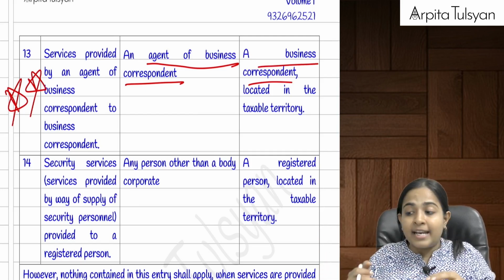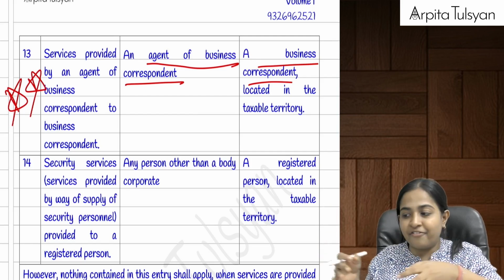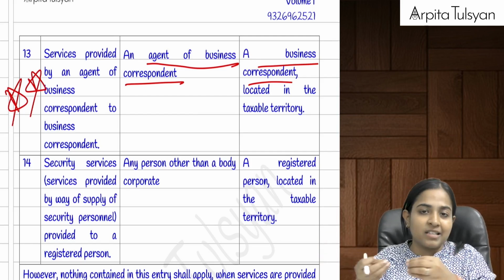Now, if we have opened an office there, for which we are taking the services from the business correspondent.